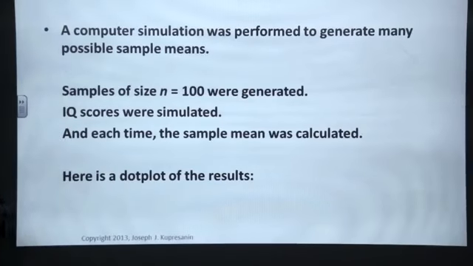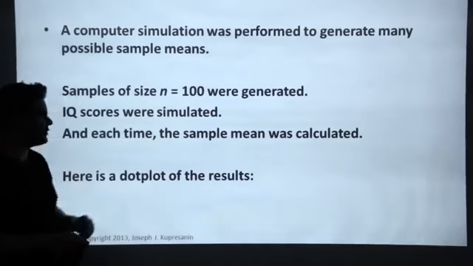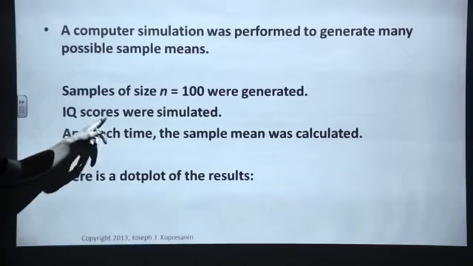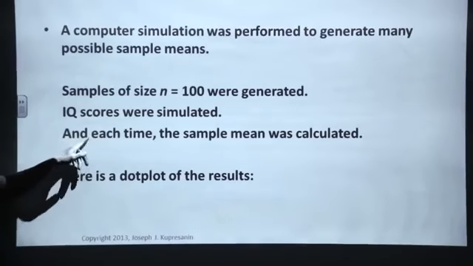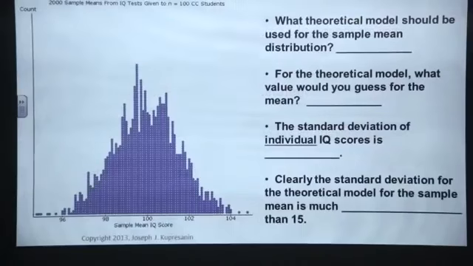Computer simulation was performed. When we wrote the notes on StatCrunch, you could run simulations, so I did it. It wouldn't translate very well to a video, so here's what I did. Sample sizes of n equals 100 were generated. IQ scores were simulated. And each time the sample mean was calculated. If you flip the page, students, here's a dot plot.